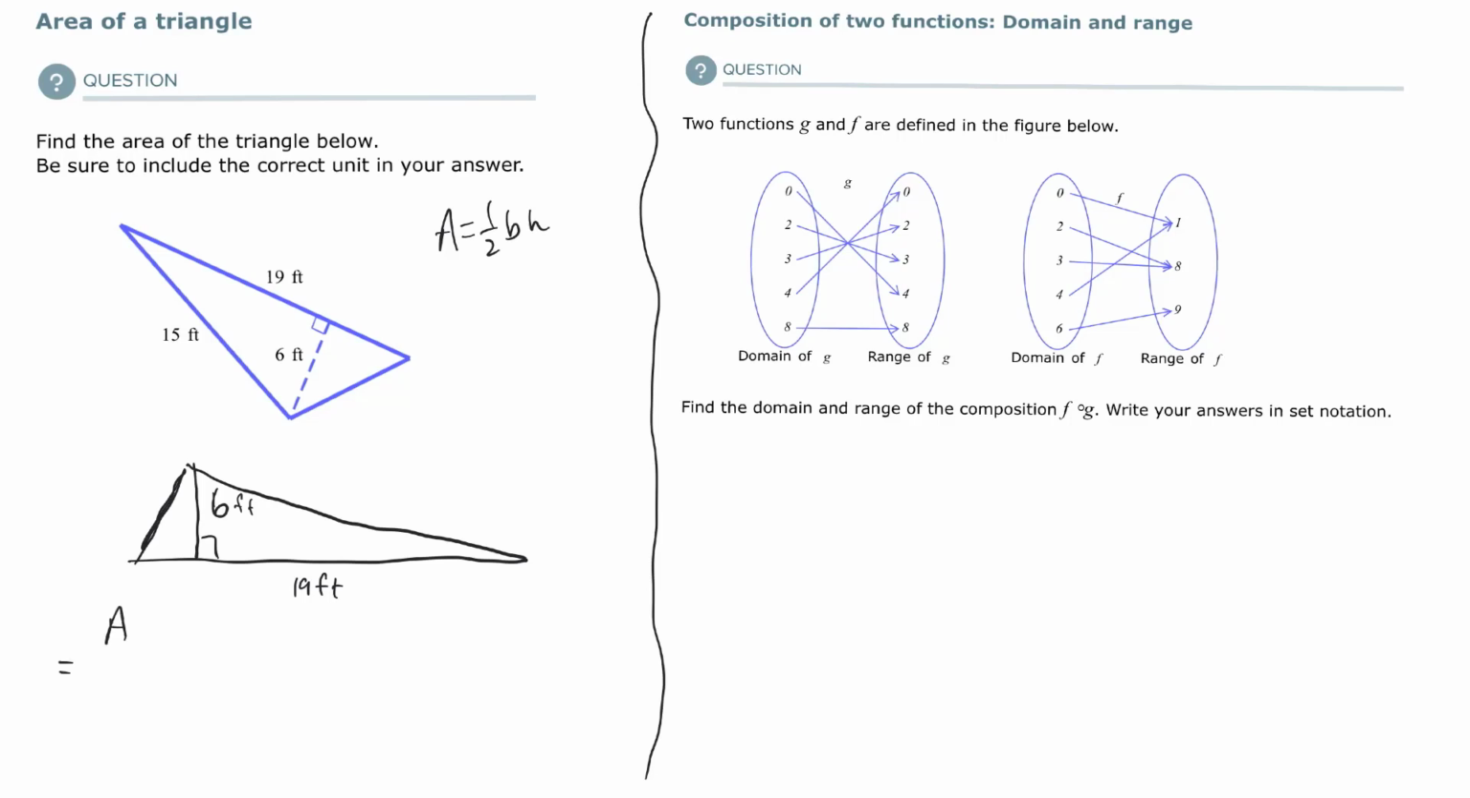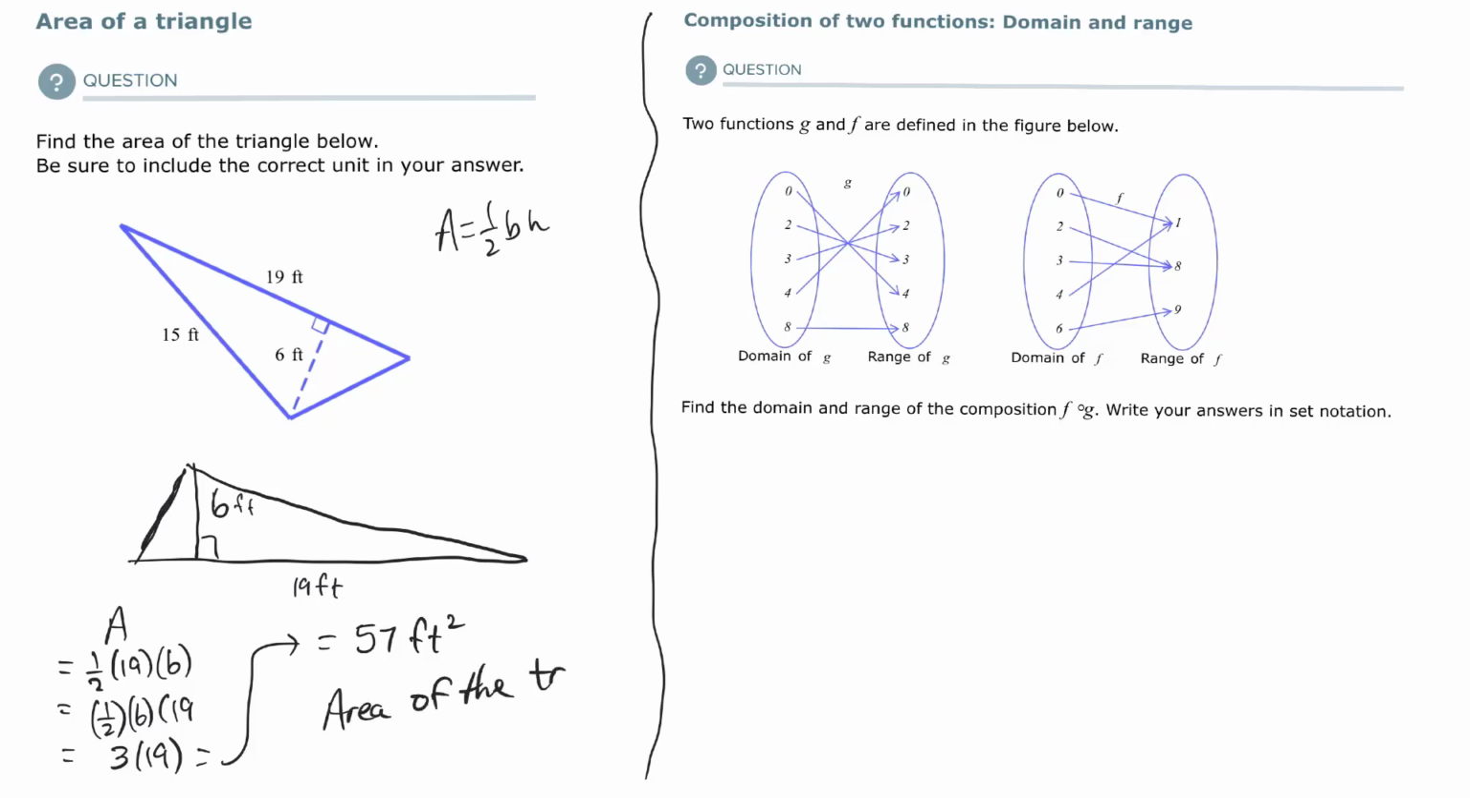So area is now equal to 1/2 the base, which is 19 feet, times the height, which is 6. Now I recommend that you reassociate this and do 1/2 times 6 first, and then 19, because then that's just 3 times 19, which is 57. Now, what's 57 what? Is it 57 banana slugs? Of course not. It's 57 square feet. So make sure you write the units on your paper. The area of the triangle is 57 square feet. A complete sentence is always nice.